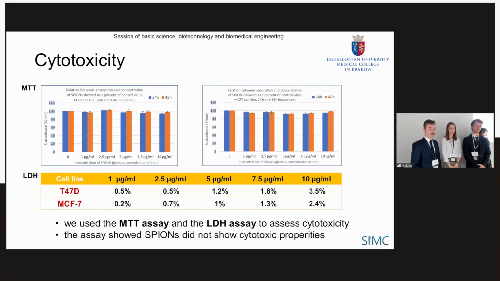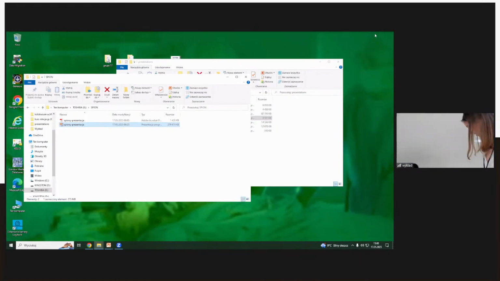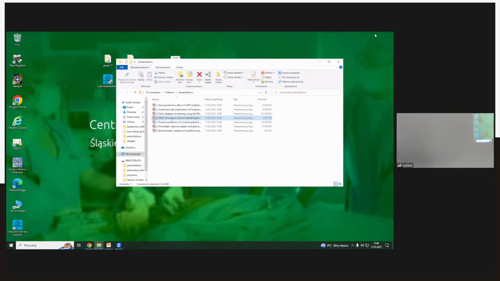Okay. Thank you very much, guys. We don't have time, so maybe next time. Thank you. And now we are going to the sixth presentation, presented by Radosław Dudczak.